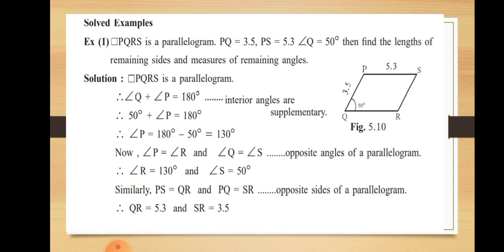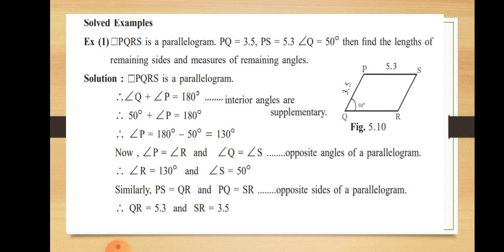Now PQRS is a parallelogram, and as we know, the lines are parallel with each other, so the interior angles are supplementary. According to this, angle Q plus angle P equals 180 degrees. Now you know the measurement of angle Q is 50 degrees. So we write 50 plus angle P equals 180 degrees. Therefore angle P equals 180 minus 50, that is 130 degrees.